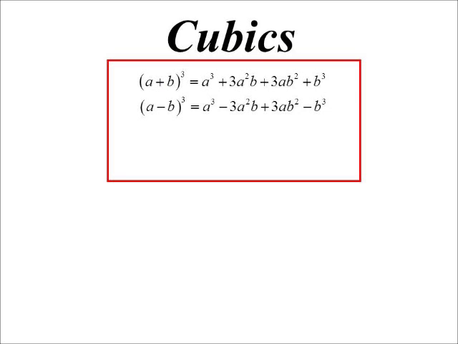The a minus b cubed is similar, but the signs alternate. You start with plus and then go minus, plus, minus, plus. Factorising, difference of two cubes: a minus b, a squared plus ab plus b squared.